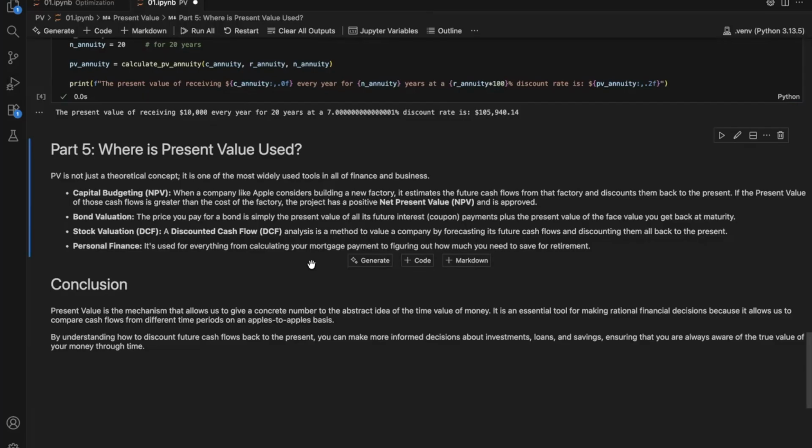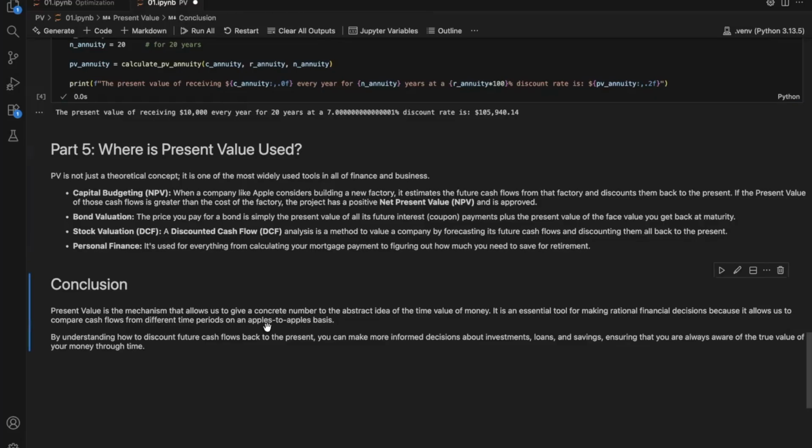The next use case is bond valuation. The price of a bond is simply the present value of all its future interest payments plus the final principal amount. The next use case is stock valuation. The famous discounted cash flow, or DCF, model values a company by estimating all of its future cash flows and discounting them back to today. And the last use case is personal finance. It is used for everything from calculating your mortgage to figuring out how much you need to save for retirement.